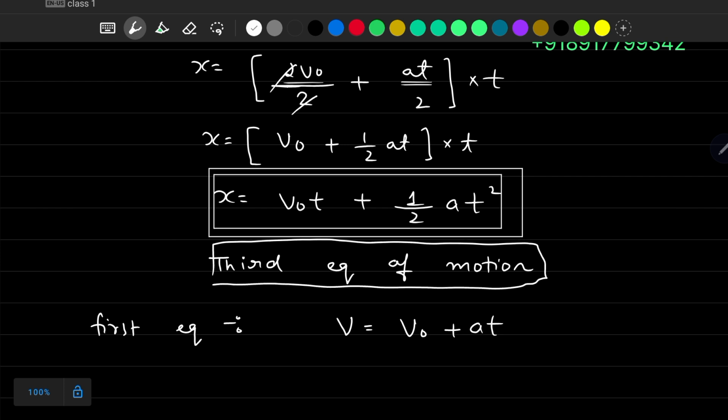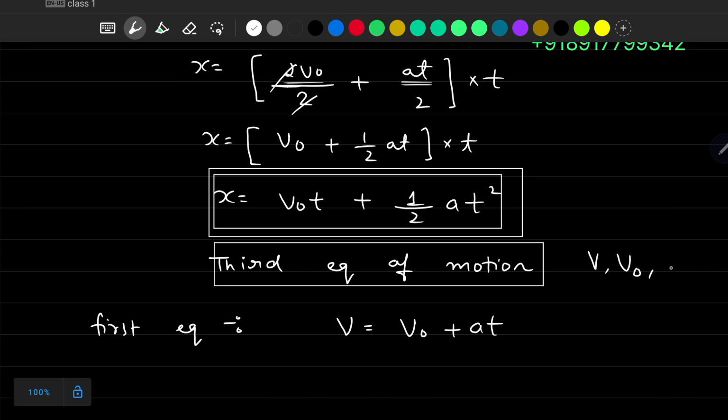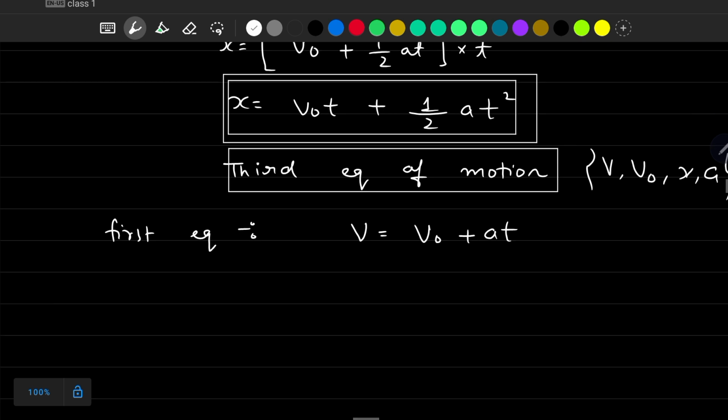So what is the third equation of motion? It's the relation between final velocity, initial velocity, displacement and acceleration. Meaning there is no mention of t. You have to remember this thing, that in the third equation there is no mention of t. So for that, we will simply take our first equation. What was the first equation? v is equal to v naught plus at.